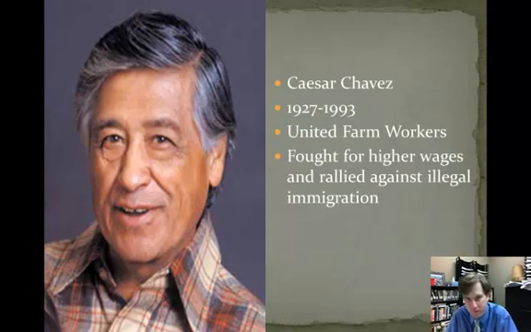Now, a very important Mexican American individual was a man named Cesar Chavez, who was head of the United Farm Workers. He fought for higher wages and rallied against illegal immigration. I mean, a lot of people here legally don't like illegal immigration because they say it cuts wages, it causes problems, it causes a negative stereotype. And so Chavez was very much in favor of cutting off illegal immigration, really trying to keep it legal, because he wanted people to make more money.